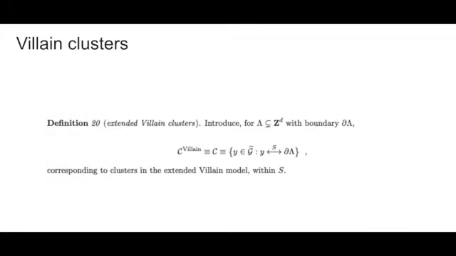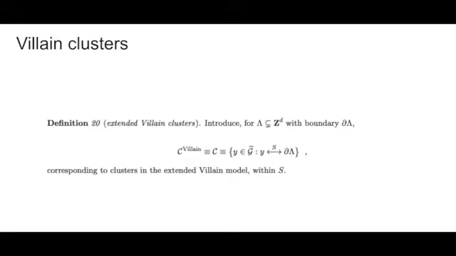And the Villain clusters are also another object of interest, because it helps establish another component that we need to make use of in constructing the incipient infinite cluster. And the Villain cluster is given by the collection of all points G twiddle, where in order to define the extended Villain clusters, we have to define the extended Villain model, which is equivalent to a cable system representation, just like how we had constructed the metric graph Gaussian-free field from the regular Gaussian-free field.